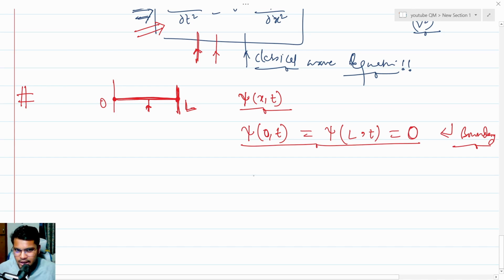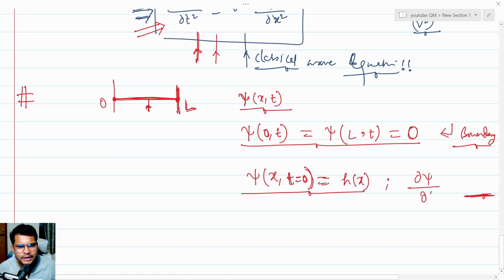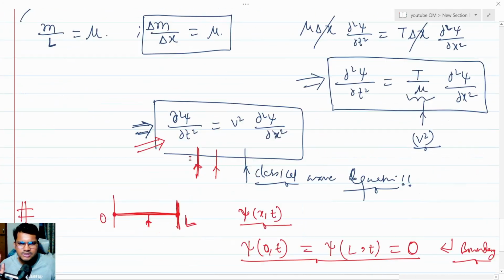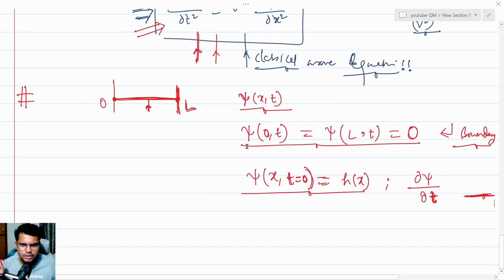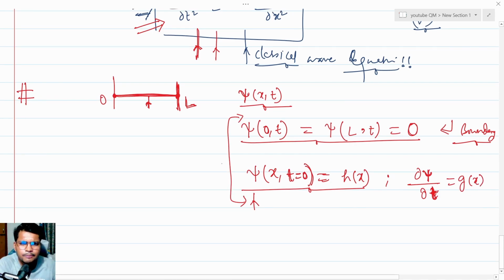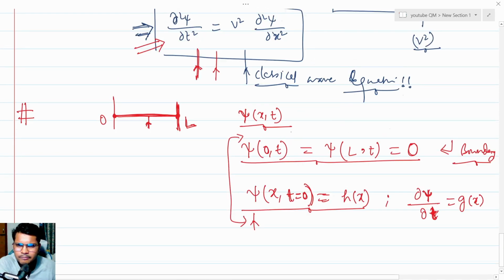Now for another condition: at t equal to 0, we have a certain function, let us say some function called h of x. But I don't know what happens at later times, so I take a derivative, because this is a second order differential equation and therefore it requires initial conditions. Either you assume you know what happens at the boundary, or you know what happens at t equal to 0, and we say that I also know the first derivative of psi with respect to t, and let's say this becomes g of x.